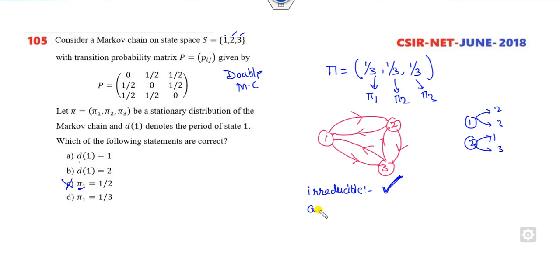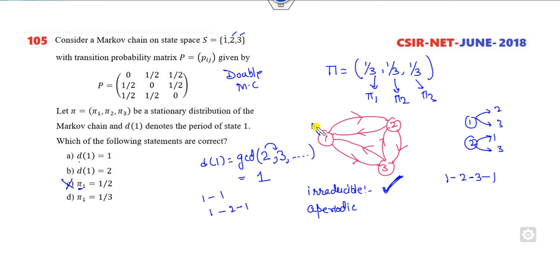How do you find whether it is aperiodic? You have to find the period. So what is the period of 1? That is the GCD of the return times. Can you move from 1 to 1 in a single step? It is not possible. Can you move from 1 to 1 in 2 steps? Yes, you can. Is it possible in 3 steps? Yes, you can go from 1 to 2, then 2 to 3, then 3 to 1. It's a 3-step return, and so on. So the GCD of 2 and 3 is 1, and whatever else is there, the GCD is 1. So the period is 1.